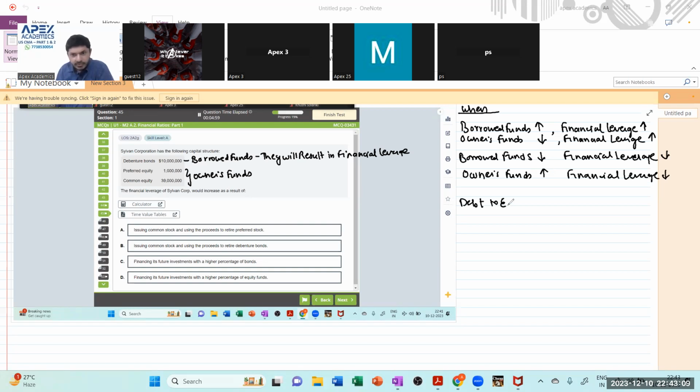Debt to equity, debt to assets, long-term debt to equity. If all of these ratios are high, the degree of financial leverage is correspondingly high.